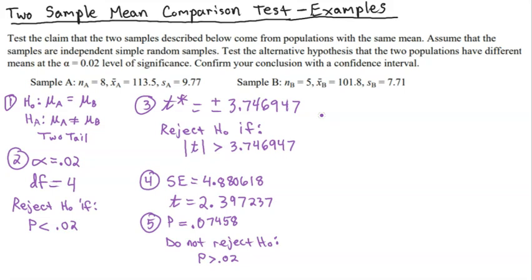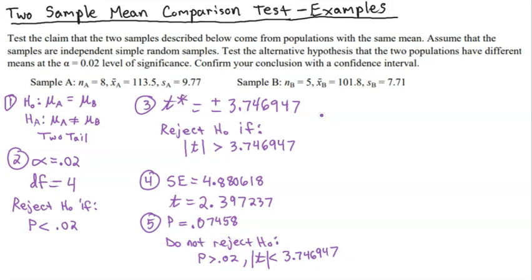It gets better. Look, is our t statistic greater than 3.747? No, it's smaller, 2.397. That's smaller than 3.747. And so the other reason is because the absolute value of t is less than the critical value of 3.746947. Okay, so that's two good reasons to not reject H sub 0.